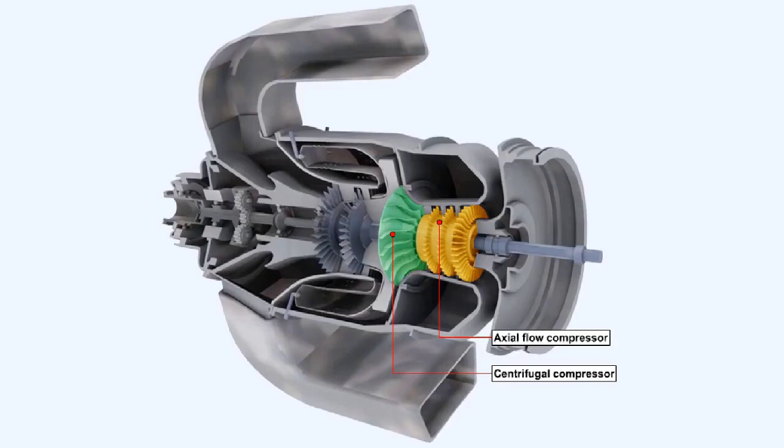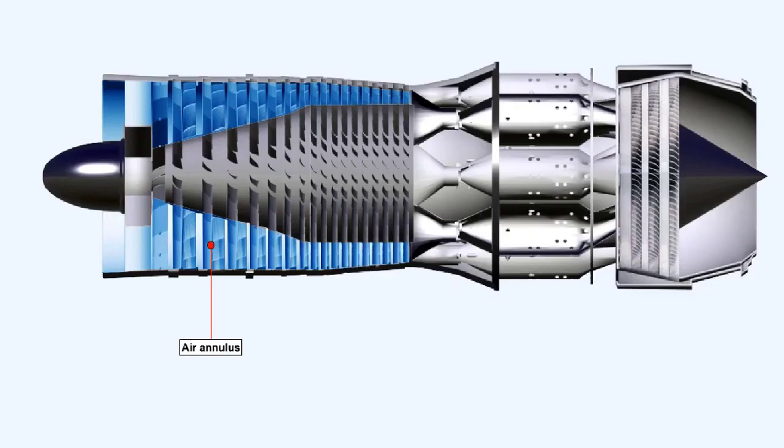Although we have only shown engines which have just centrifugal or axial flow compressors, some lower-powered engines do use a combination of centrifugal and axial compressors. The space between the rotor drum and the compressor outer casing is called the air annulus.